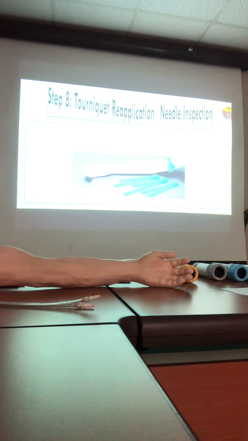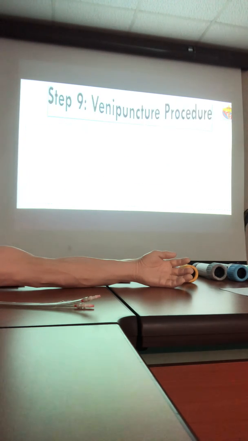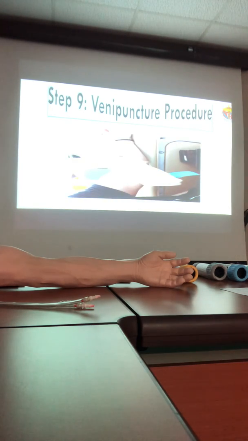Step number 8, tourniquet reapplication and needle inspection. If I need to reapply the tourniquet, wait for 2 minutes. Reapply the tourniquet, be cautious not to touch the disinfected area, and the tourniquet should remain for a maximum of 60 seconds to prevent hemoconcentration. Be aware that there are a few tests that must be collected without tourniquet, such as lactic acid, as I mentioned before. This is the venipuncture procedure.